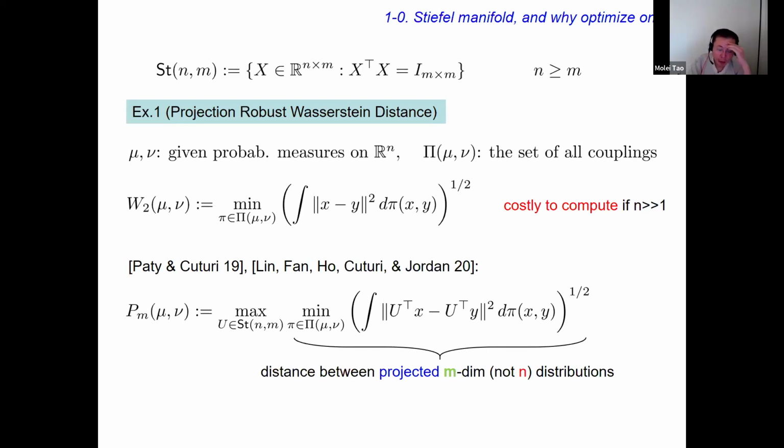So a collection of leading researchers proposed this idea of projection robust Wasserstein distance as a remedy. The idea is, because this Wasserstein distance is very hard to compute in high dimension, why don't we consider a low-dimensional surrogate? In many cases, your data actually have some low-dimensional structure.